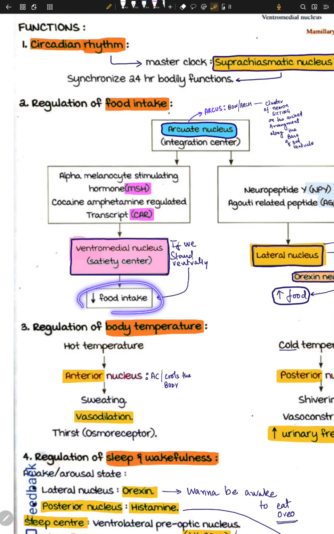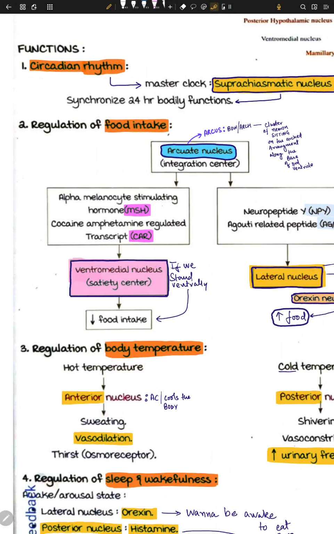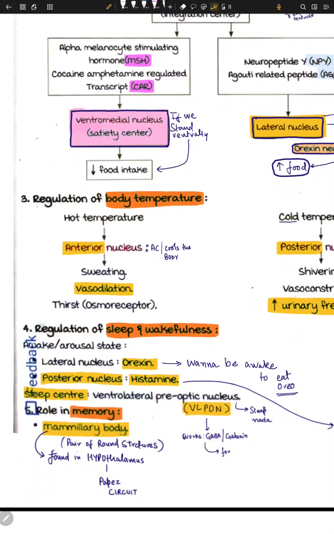So it reduces the food intake, okay? Ventromedial nucleus, okay? So whenever we stand ventrally, we want to eat less, right? Whenever we lay down, we want to eat more. So that's the concept. No, it's not a concept, it's just the way I remember it. Third is regulation of body temperature.